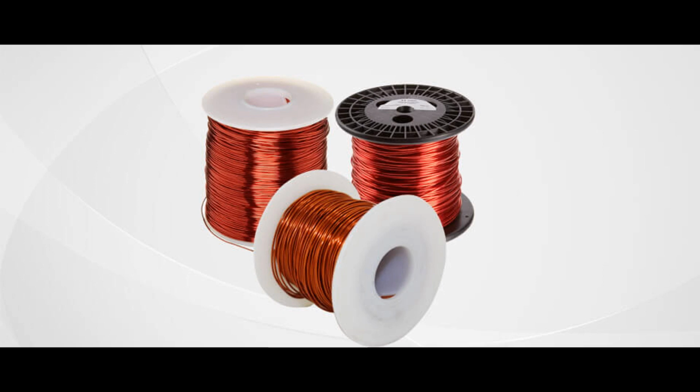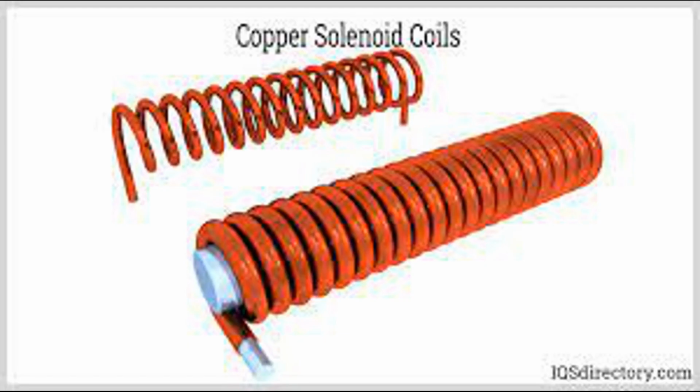Solenoids are electromagnetic devices that consist of a coil of wire wound into a helical shape, often with a movable iron core inside the coil. They are widely used in various applications where linear or rotational motion is required. Here are some key points about solenoids.